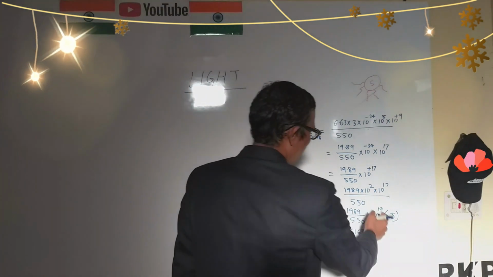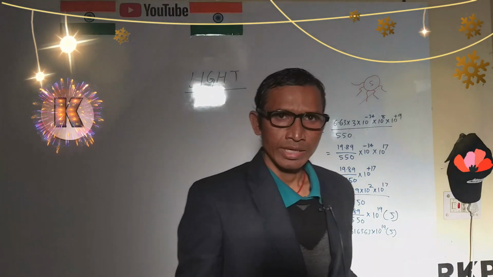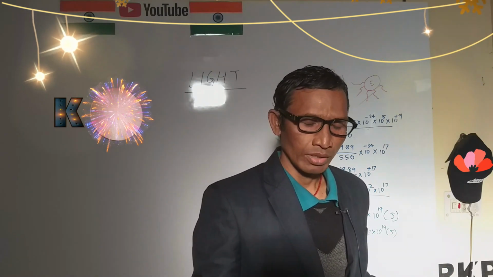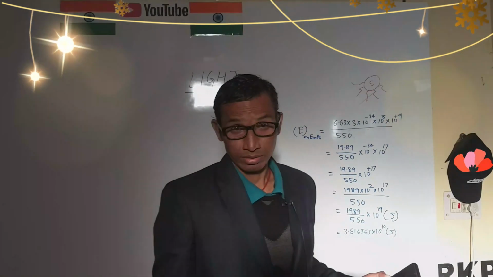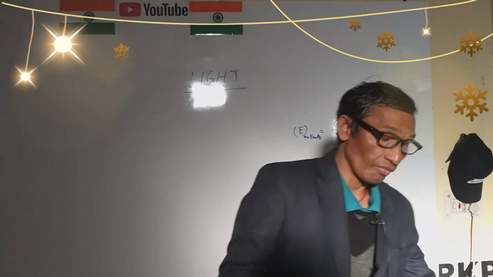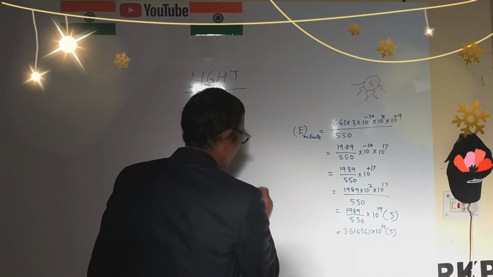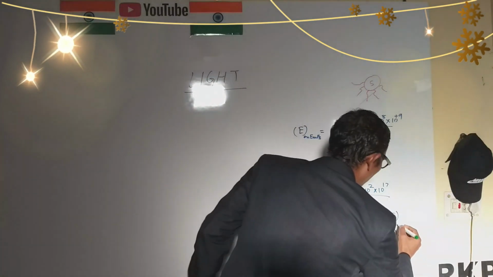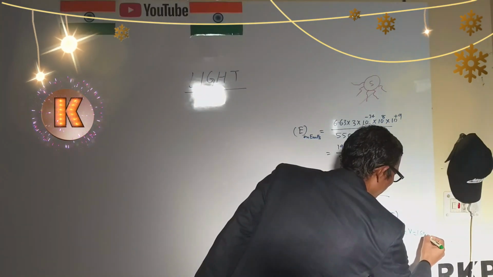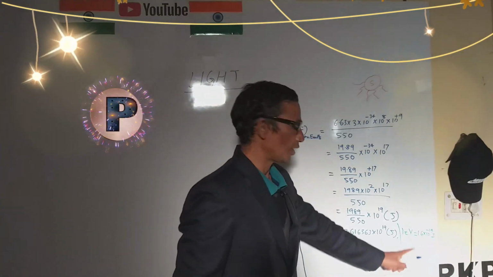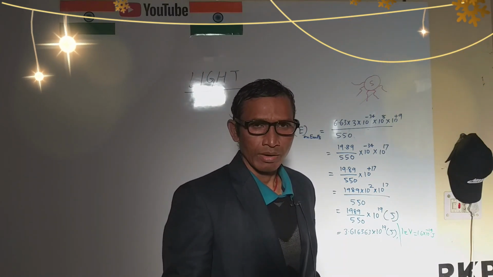3.616363. Okay, and now it is 10 to the power 19 joule. But we are studying the quantum theory, so we cannot put the value in joule. We put electron volt. The particle is a very light particle, so we put electron volt here. Now 1 electron volt equals 1.6 into 10 to the power minus 19 joule. This is the value. 1 electron volt equals 1.6 into 10 to the power minus 19 joule.